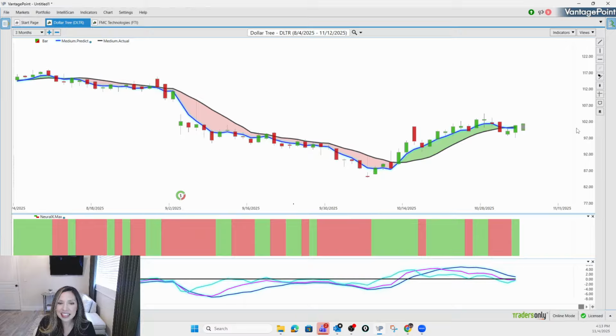All right, so let's take a look at our crossovers. The first thing I want everyone to understand is that VantagePoint has multiple time frames you can look at, okay?